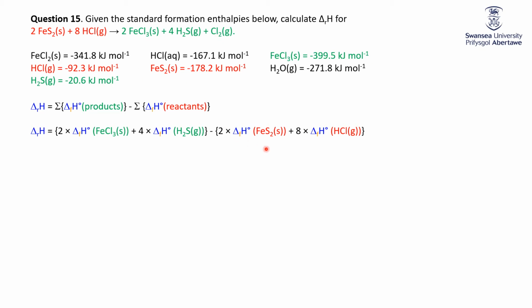And then on the product side, we have 2 FeS2 and we have 8 HCl. Now let's throw in the numbers for those. Just check again. FeCl3 is minus 399.5, H2S minus 20.6, FeS2 minus 178.2, and HCl gas is minus 92.3. Do the calculations. Important to note that you shouldn't just throw all this in a big chain on your calculator.